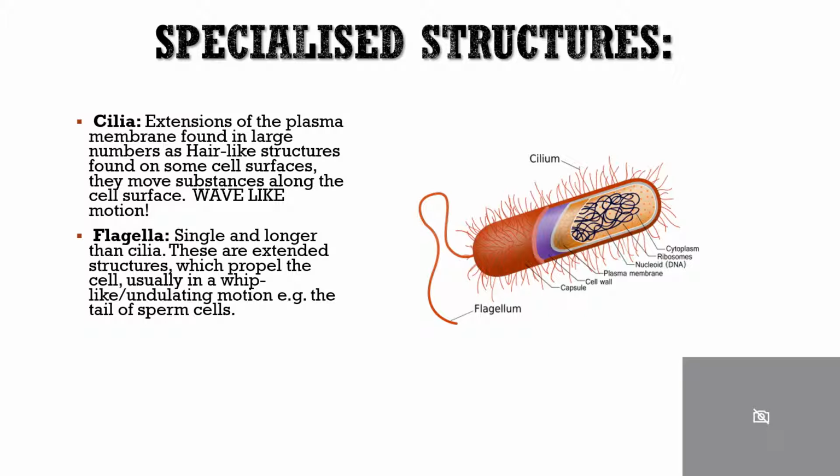Specialised structures. The cilia are extensions of the plasma membrane found in large numbers as hair-like structures. Found on some cell surfaces, they move substances along the cell surface with a wave-like motion. The flagella are single and longer than cilia. These are extended structures which propel the cell, usually in a whip-like or undulating motion, such as the tail of sperm cells.